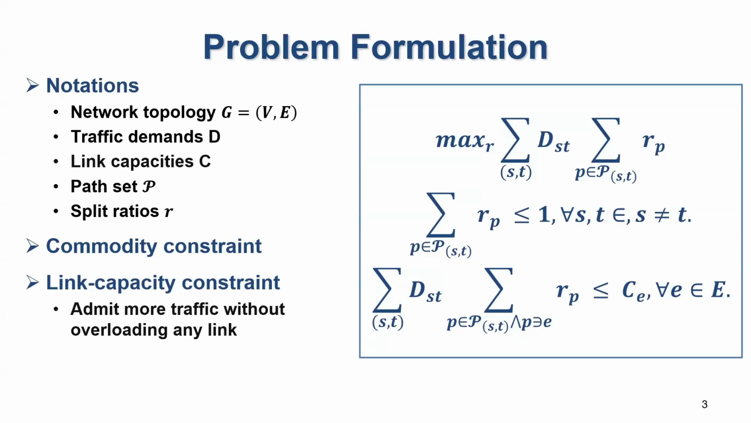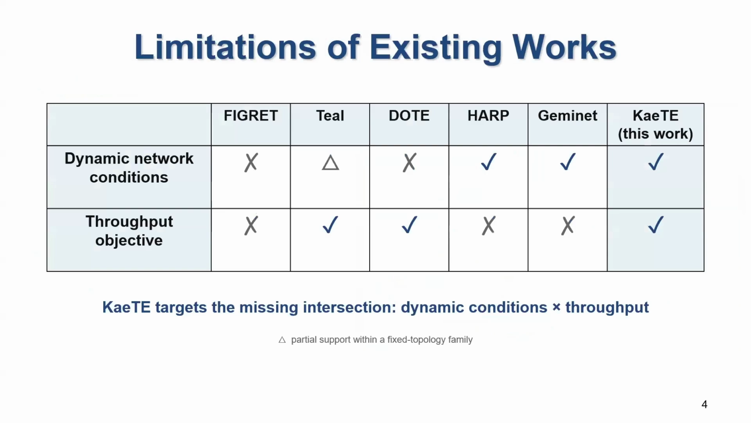In reality, the network topology, the link capacities, and the traffic demands may evolve over time due to failure or maintenance, which results in dynamic network conditions. However, there are still some limitations in existing learning-based TE solvers, which make them less practical. For example, DOTE supports throughput but assumes a fixed topology, which makes it incompatible with dynamic network conditions. HARP and Gemini handle changing network conditions, but they target other TE objectives. KaeTE is designed for the missing intersection. It realizes both goals in one pipeline.